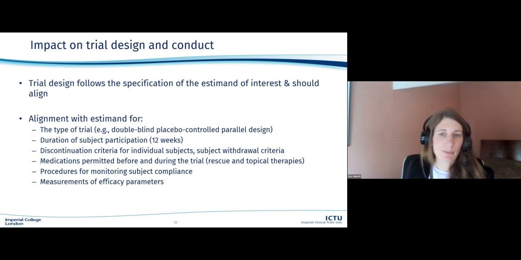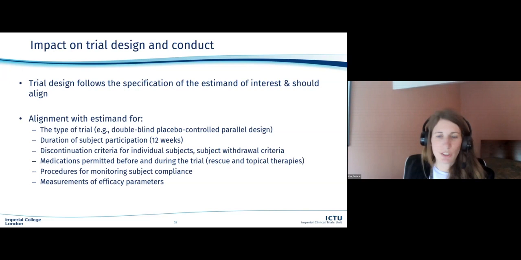Now, other standard aspects of trial design can then follow and align with the estimand, so that we then get the data that we need to address the estimand of interest. So alignment with the estimand should be sought when considering the type of trial. Our eczema trial is a double-blind, placebo-controlled parallel design. So this will be appropriate for our comparison. But other types of estimands might require specific trial designs. For example, an enrichment design with a run-in period could be useful if you want to identify treatment adherers prior to randomization.